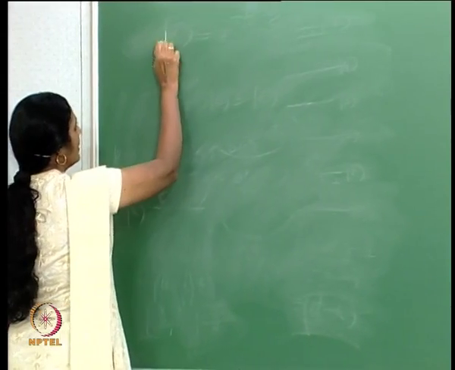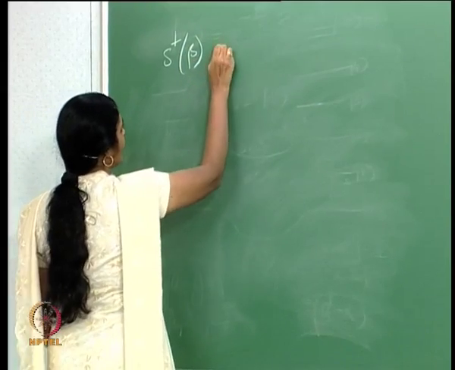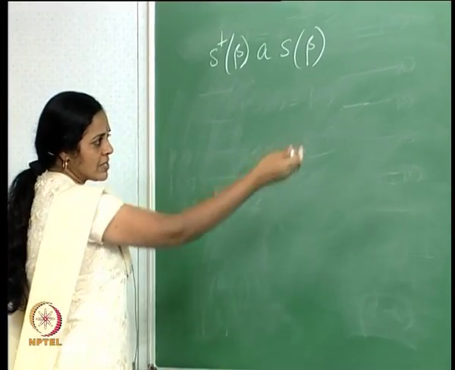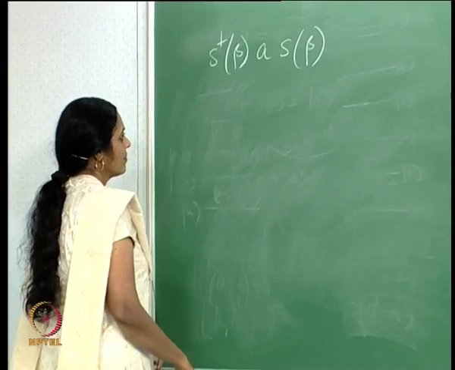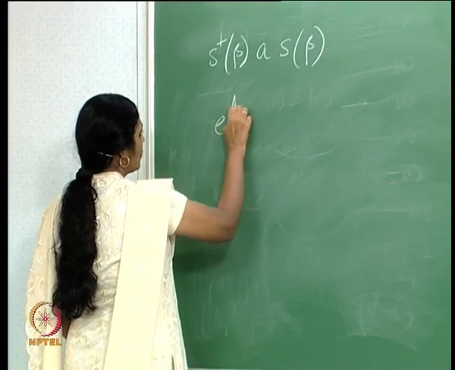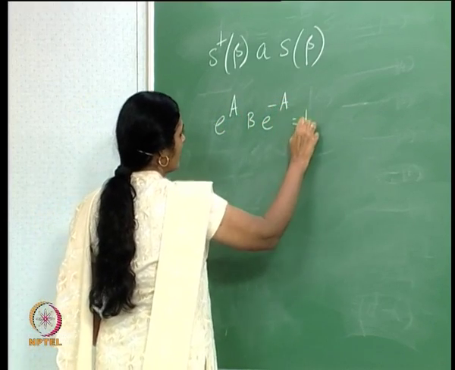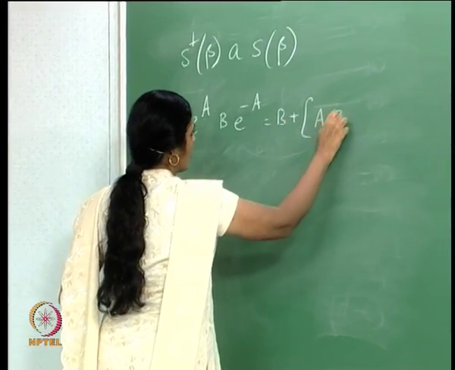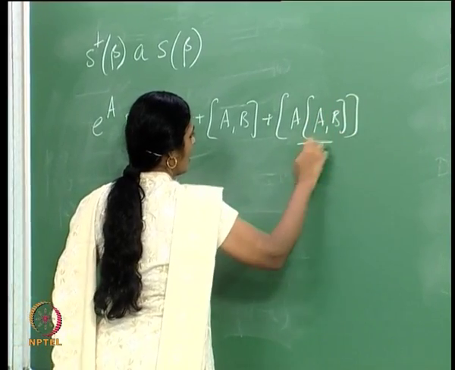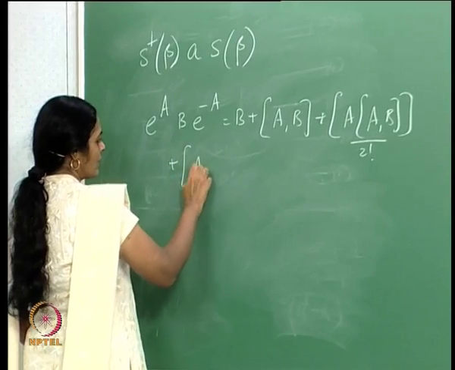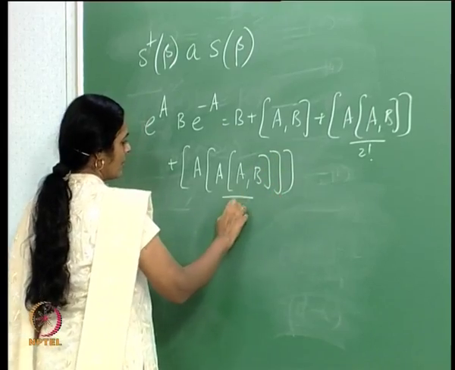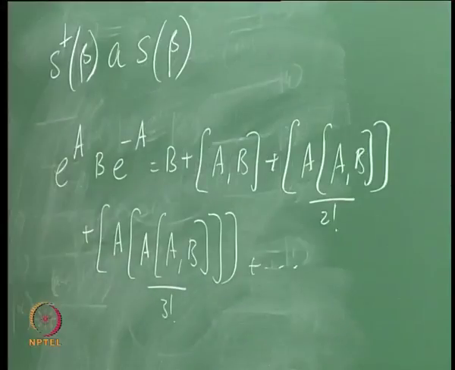I wish to find the following: S dagger of beta A S of beta, where S dagger and S are defined there. Once more I recall the identity: e to the A B e to the minus A is B plus commutator of A with B plus commutator of A with B by 2 factorial plus commutator of A with B by 3 factorial, and so on.